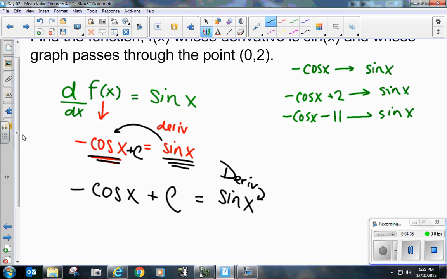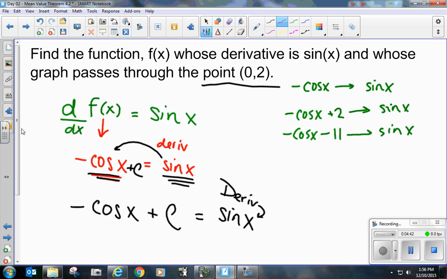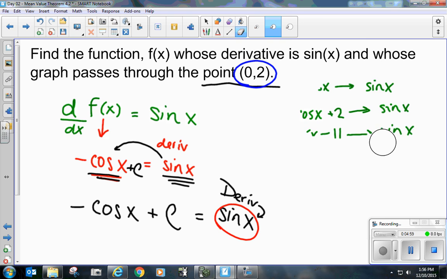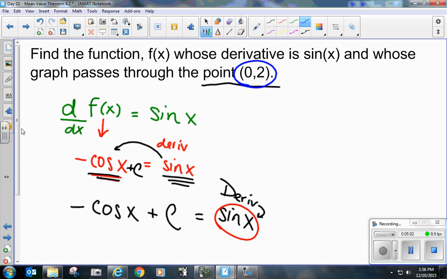Now enters this. Not only do they want the function whose derivative is sine of x, but they want that function to pass through the point (0, 2). So here we go. You ready? We currently have that my function is negative cos of x plus some constant.